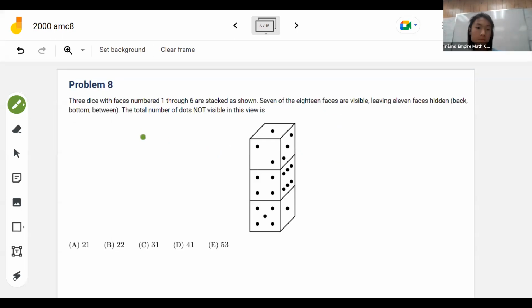Problem 8. There are 3 dice with faces numbered 1 through 6, and they're stacked as shown. 7 of the 18 faces are visible, leaving 11 faces hidden. The total number of dots not visible in this view is... Again, around 2 minutes to solve this problem, then you guys can let me know your answers in the chat.